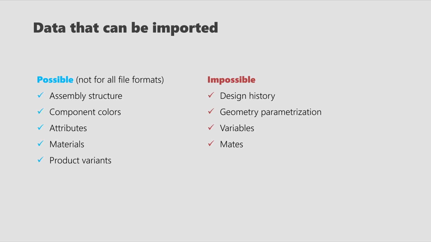It's impossible to read a model's design history, constraints, and links applied to model objects, variables and component mates that were created in other CAD systems. It's impossible not only for KOMPAS-3D, but also for other CAD systems. The reason is that each CAD software developer uses different logic, different approaches, different algorithms, and so on.